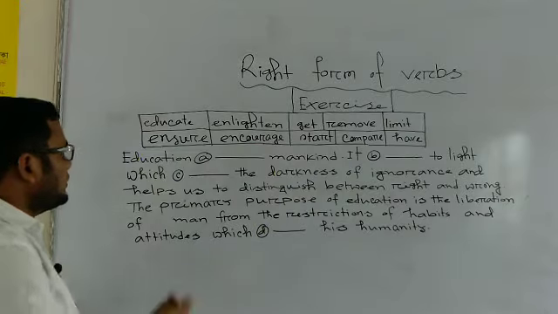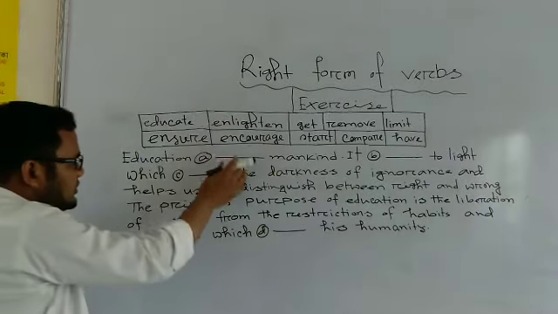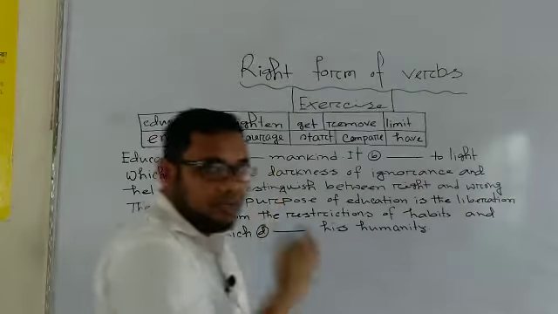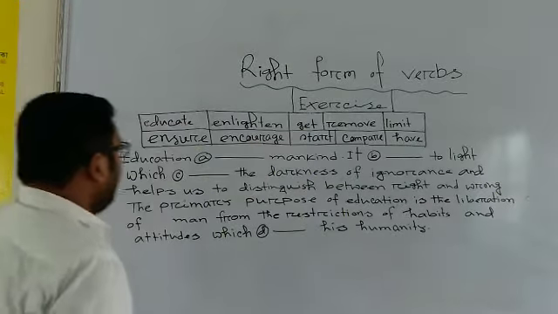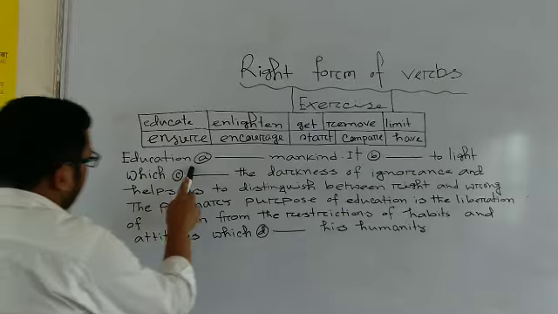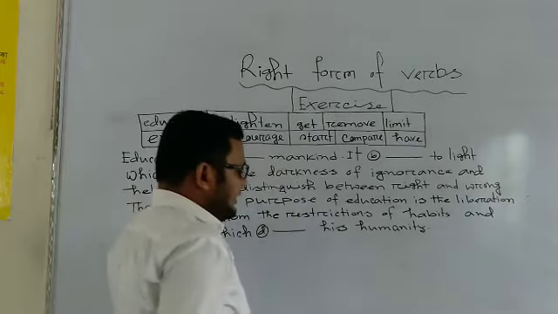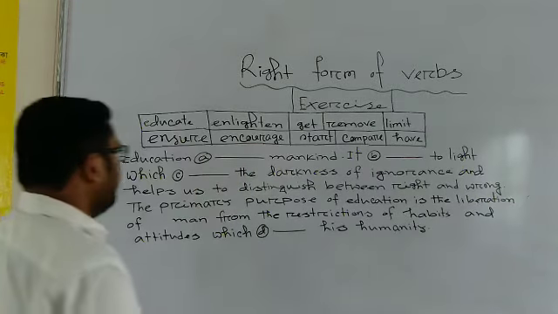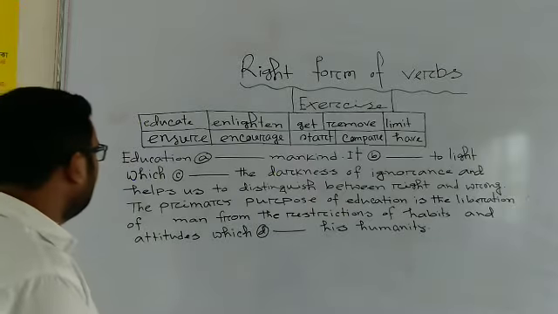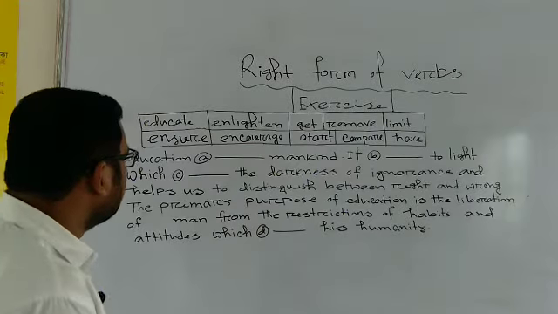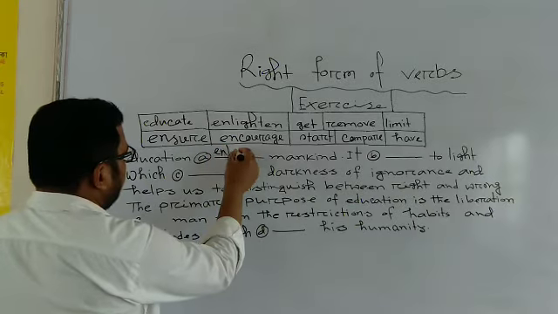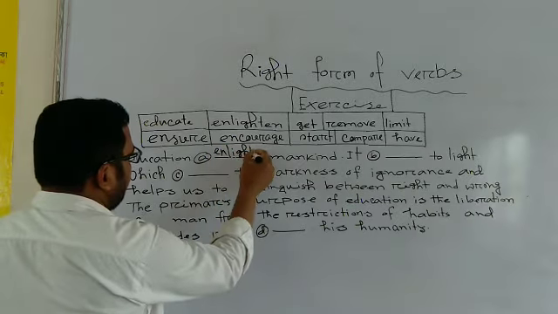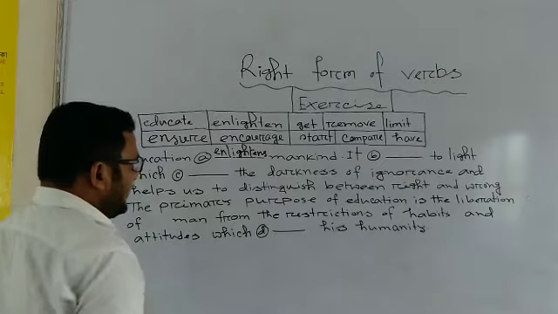Now we can use the words from the box in the blank just according to the meaning and according to the structure of the sentences. So, education dash mankind. We can write down here, education enlightens mankind.